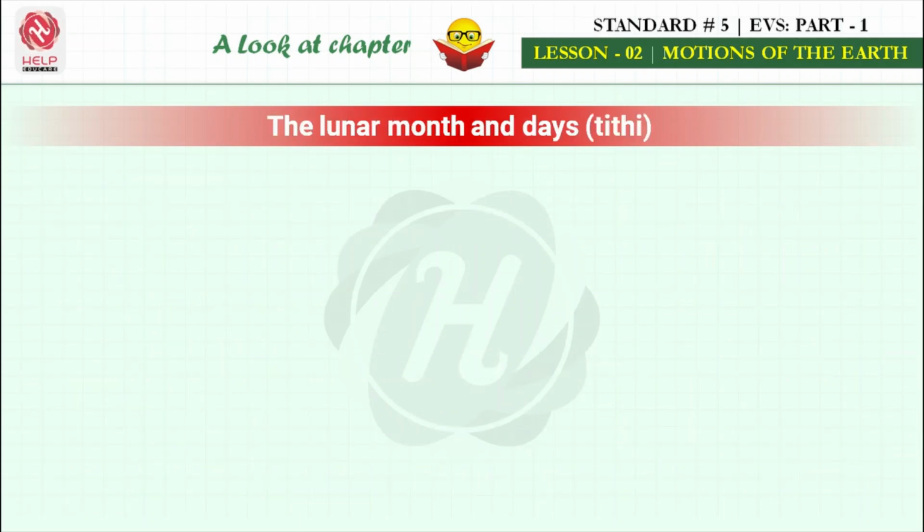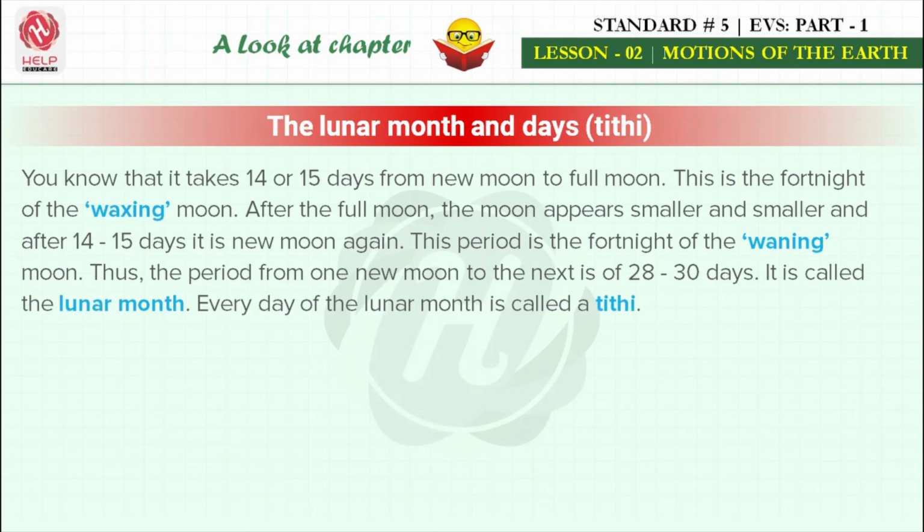The lunar month and days. Students, you know that it takes 14 or 15 days from new moon to full moon. This is the fortnight of the waxing moon. After the full moon, the moon appears smaller and smaller, and after 14 to 15 days, it is new moon again. This period is the fortnight of the waning moon. Thus, the period from one new moon to the next is of 28 to 30 days. It is called the lunar month. Every day of the lunar month is called a tithi.